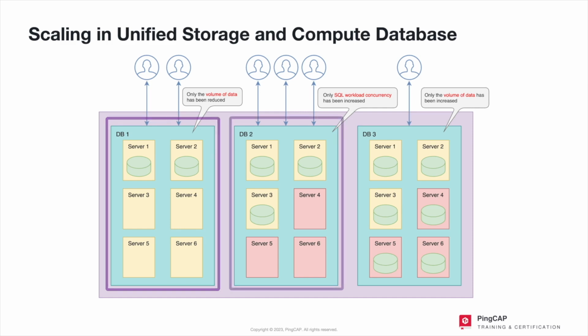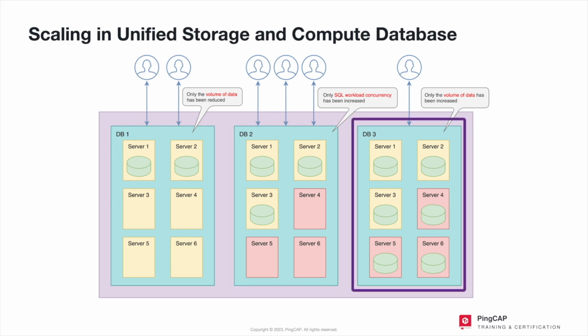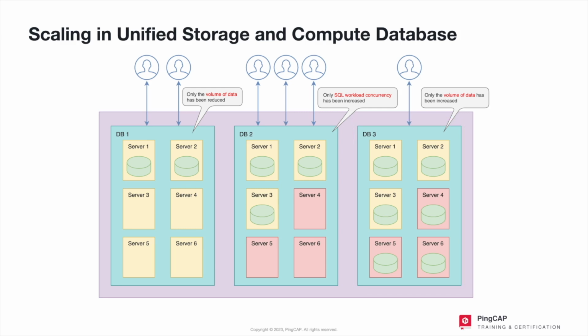The DB2 tenant's data volumes remain unchanged, but there's been an increase in concurrency. This has resulted in a significant rise in queries per second. The DB3 tenant's SQL load and queries per second have not changed, but the data volume has doubled. The load on our three tenants has changed in different ways. Their demand for computing resources has changed too.